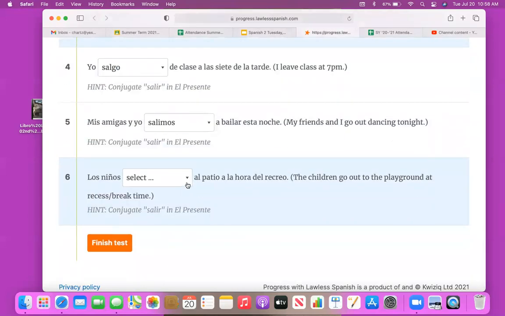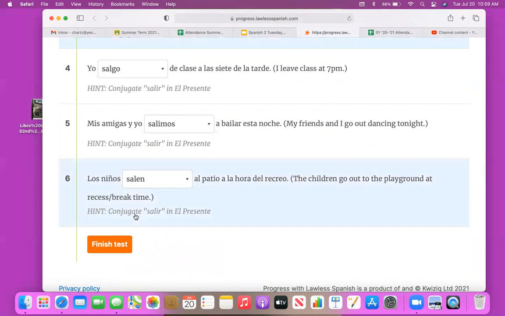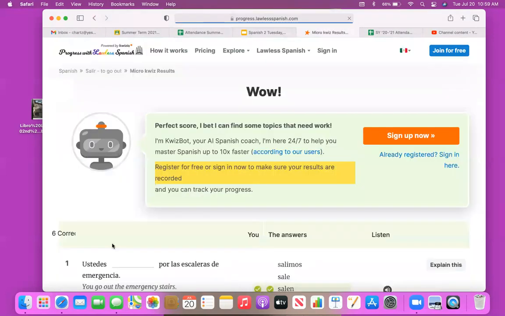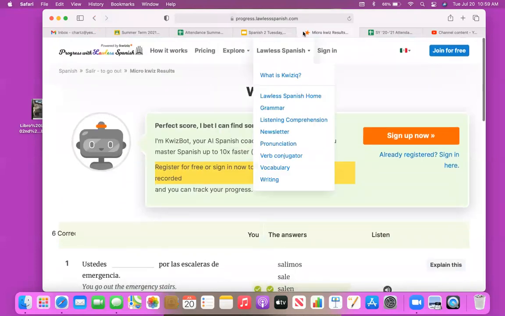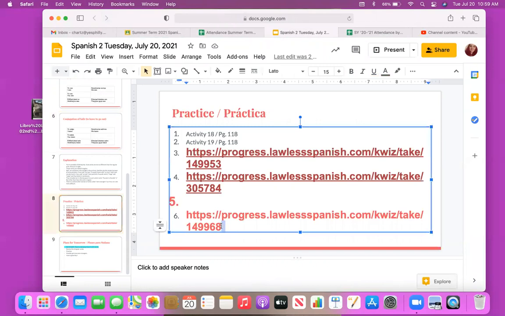But yeah. So los niños blank al patio a la hora del recreo. So the children go out to the playground at recess. So the children is our subject. So they. What do you think? The children sales. Salen, right? Salen. There you go. Yay, we're right again.